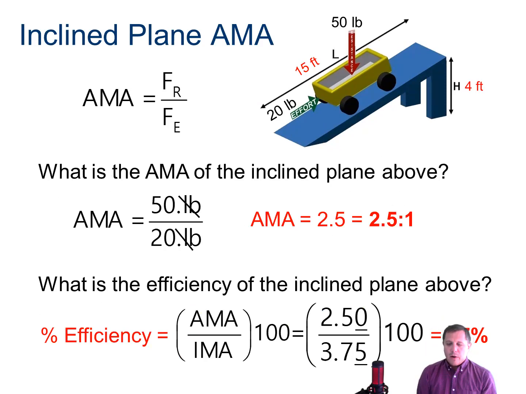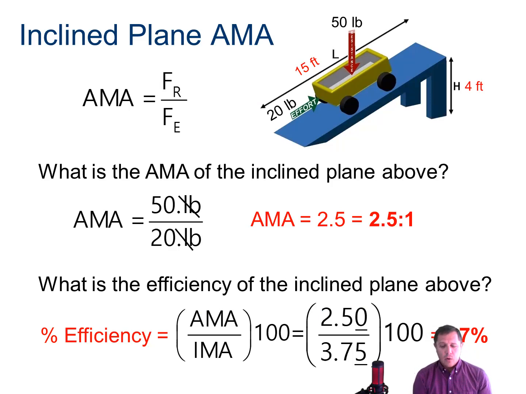Now what about our AMA? If I give you that there's 50 pounds in that wagon and you have to push with 20 pounds of force, then you're going to do AMA is FR over FE. The resistance force was 50 pounds, that's what had to get lifted. The 20 pounds you have to push up the ramp is your effort. So 50 divided by 20, you get 2.5.